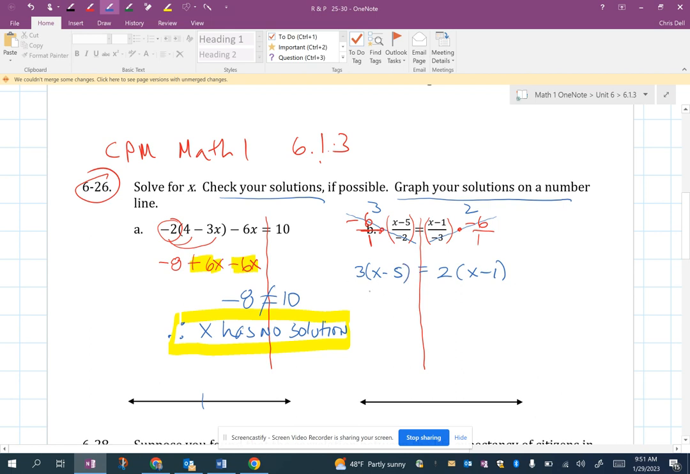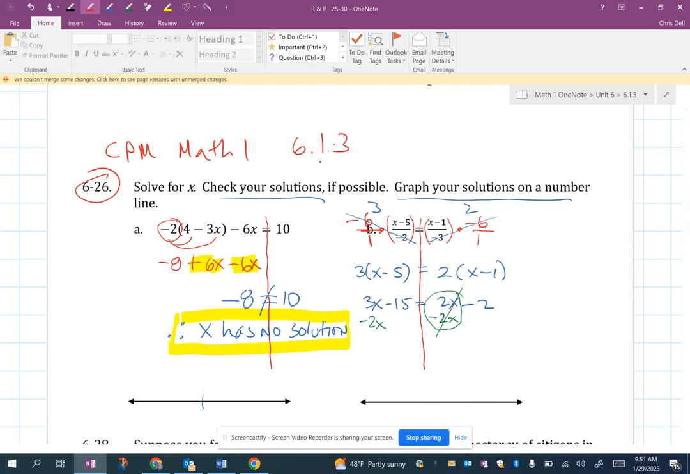Then I can clean that up by distributing. So I have 3x minus 15 is equal to 2x minus 2. Now I'm again trying to isolate my x. I want all my variables on one side. So I pick a side, and this side I'm eliminating them from. I'm making that a 0. But what you do to one side, you always do to the other.